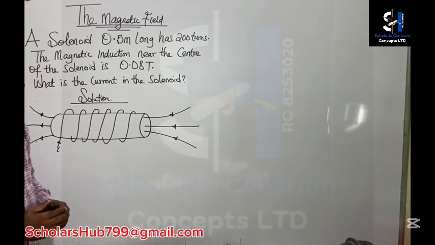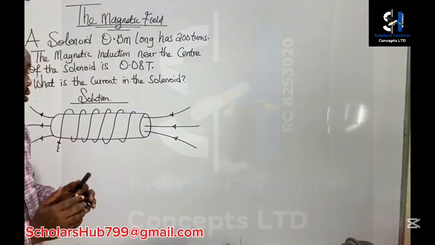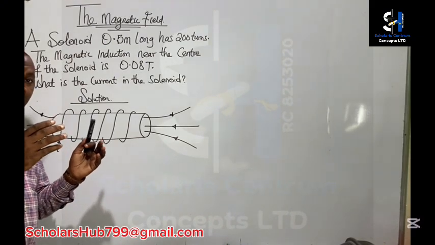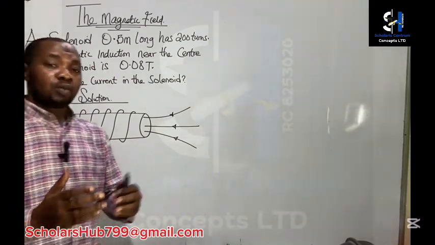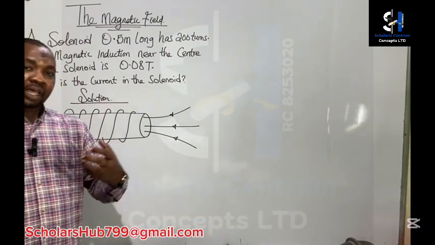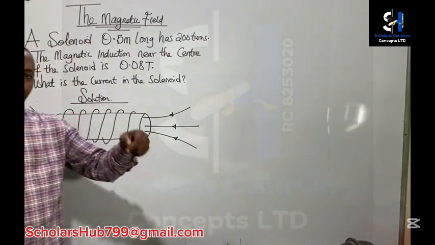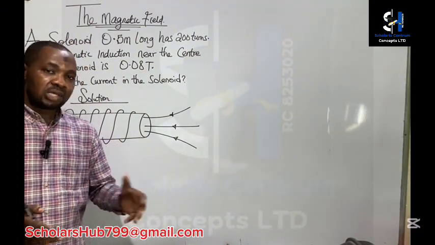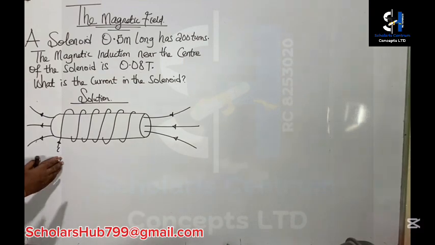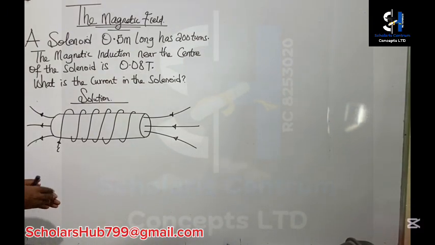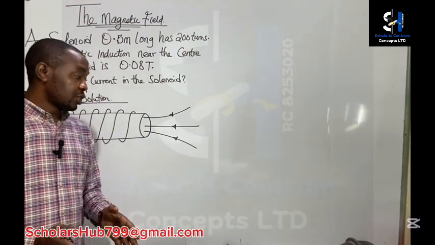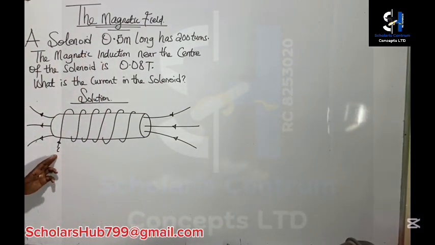According to the rule, it was established that when the coil is viewed from one end and the flow of current at that end is in the anti-clockwise direction, then that end will be the north pole. It will be the south pole when the flow of current is in the clockwise direction. In this case, we have the current entering the coil from this end.